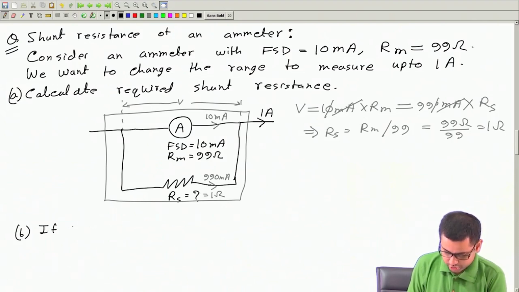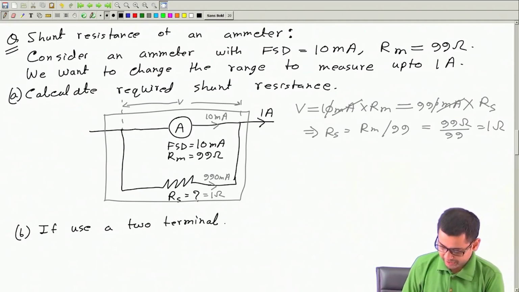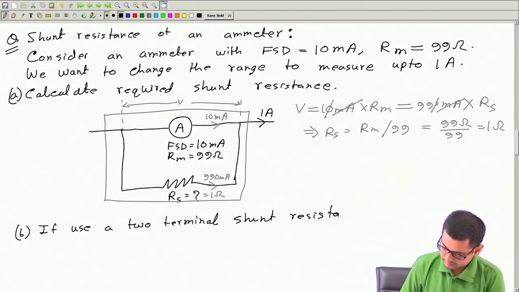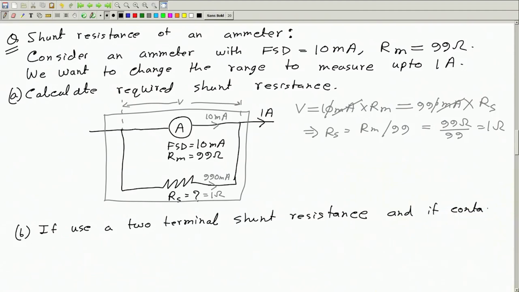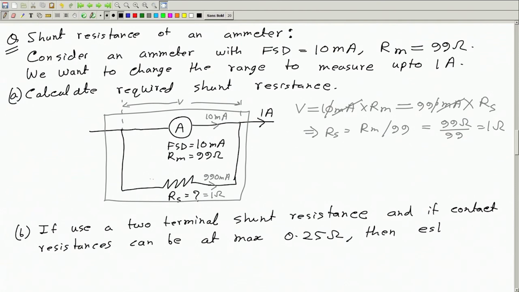Now part B. If we use a two-terminal shunt resistance in the above problem, and if contact resistances can be at max 0.25 ohm, then this ammeter circuit will be erroneous because of the contact resistances.